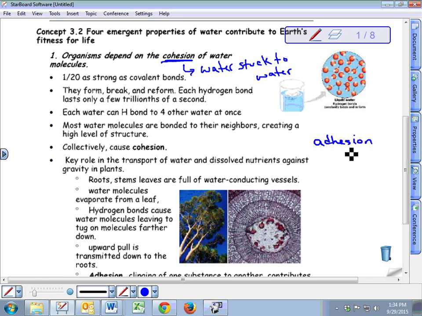There is another property of water called adhesion. That's going to be water to some other thing. Water to glass, water to paper, water to a sponge, water to wood. Right?